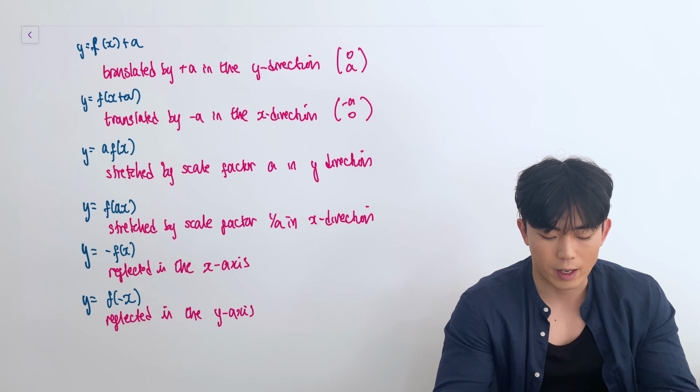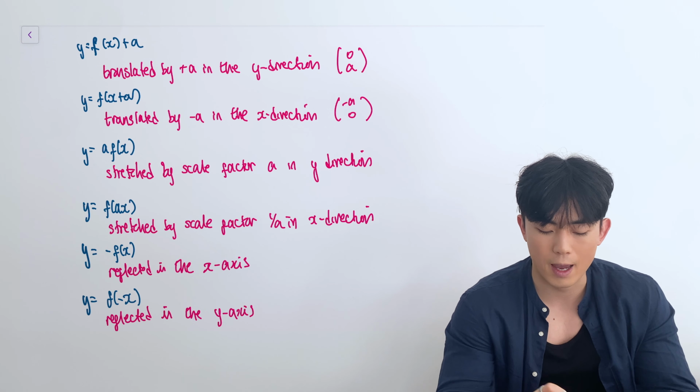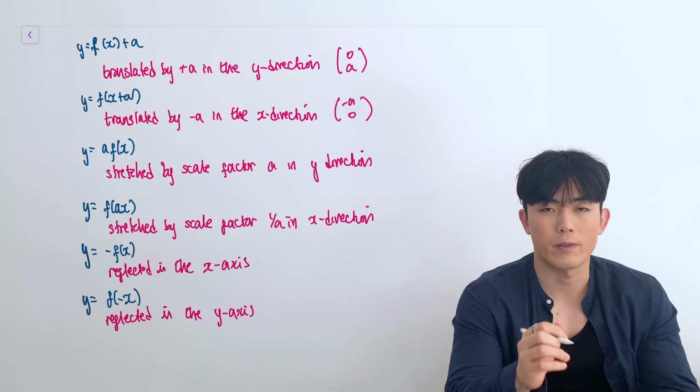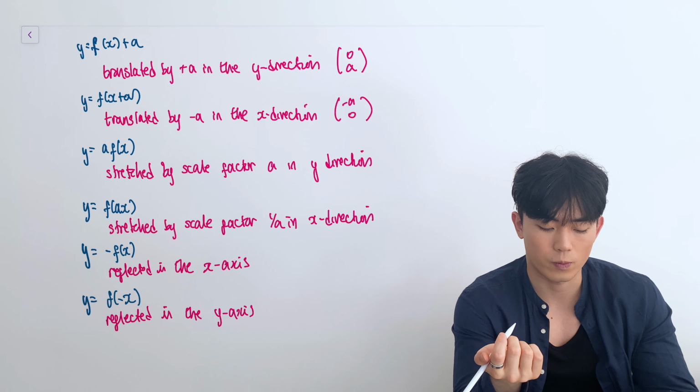If we have y is f of (x plus a), so plus a is inside the bracket now, then we're going to translate it by minus a in the x direction. So if it's like x plus 2, then you move it left by 2. So it's like the opposite of the a sign.